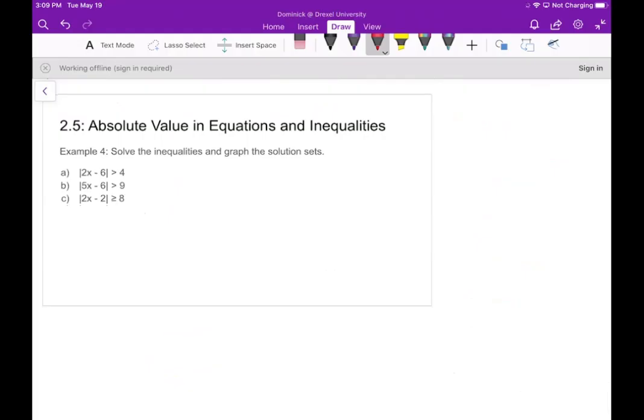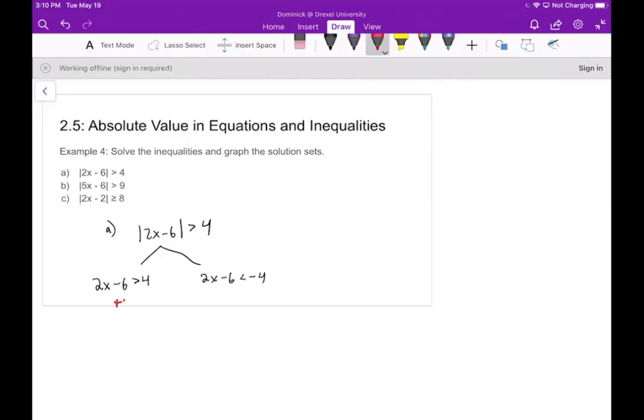Okay, so last couple of examples here. Part A, we have the absolute value of 2x minus 6 is greater than 4. All right, so my number on the other side is positive. So I can say that 2x minus 6 is either greater than 4 or it's less than negative 4. And then we just solve each.